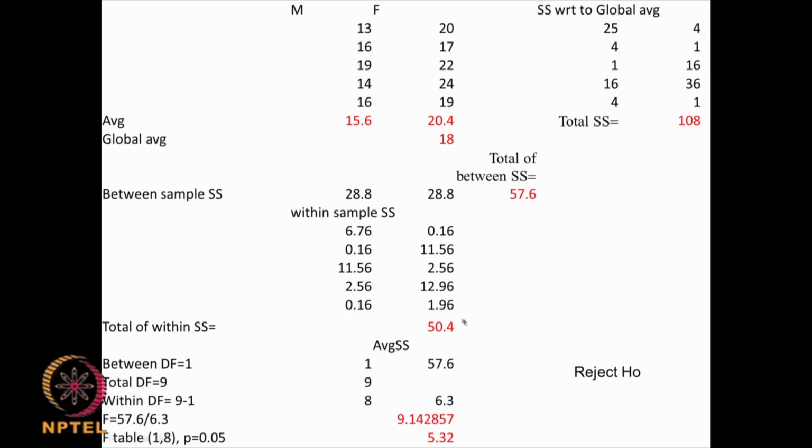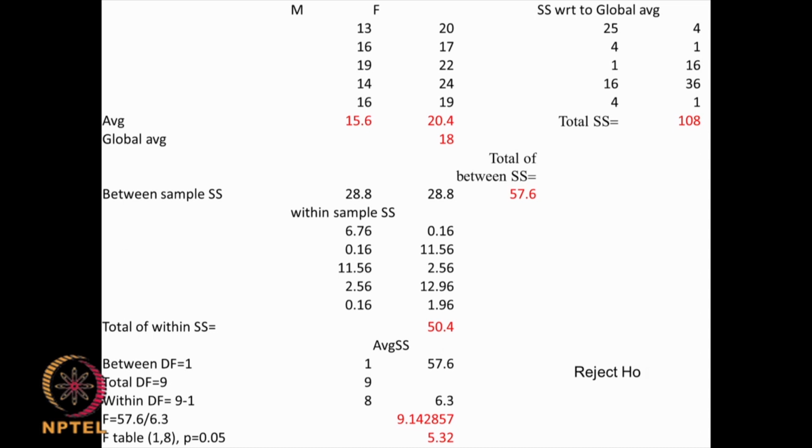If the error sum of squares is very large, or if the degrees of freedom for error is small also, your denominator term will become large. So, the F value will not be large. So, you will not be able to differentiate between 2 sets of groups or 2 sets of samples. So, you need to keep that point very much in mind, okay.